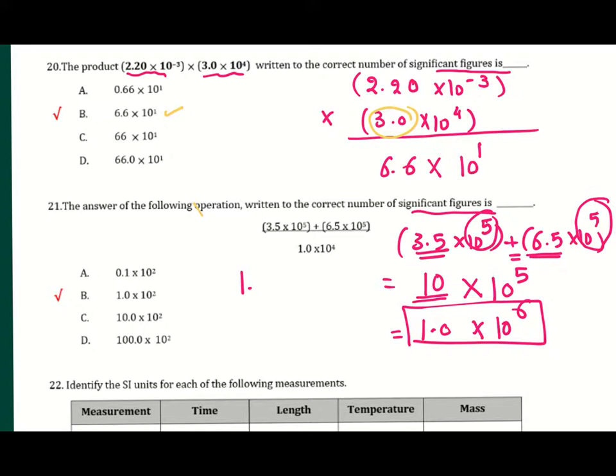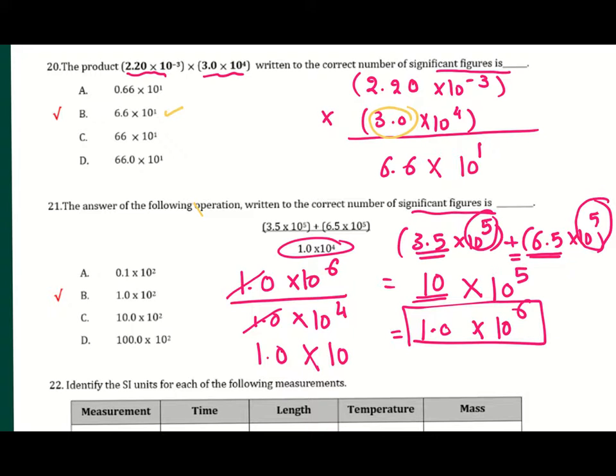So 1.0 into 10 power 6 divided by 1.0 into 10 power 4. So here they will cancel out, times 10 power 6 minus 4. When we are dividing, we are subtracting the power. 6 minus 4 equals 2. So this will be our answer.